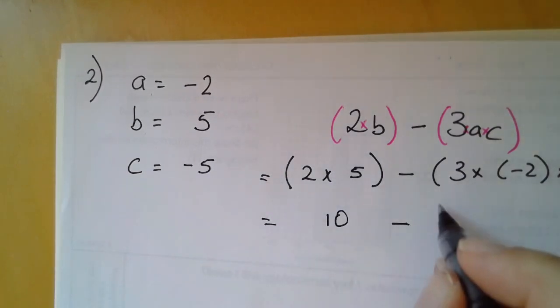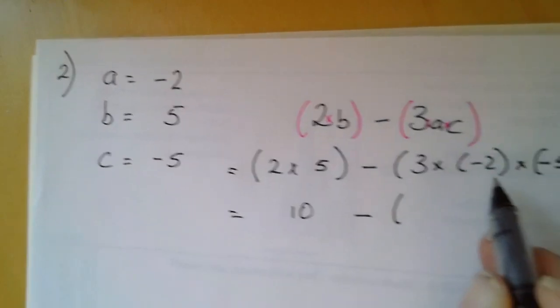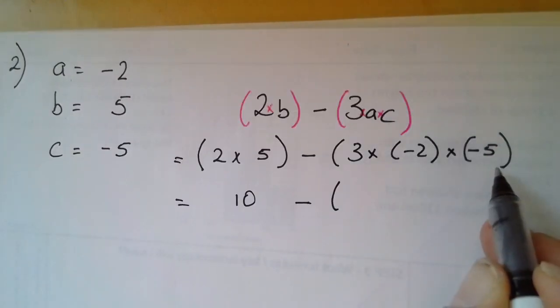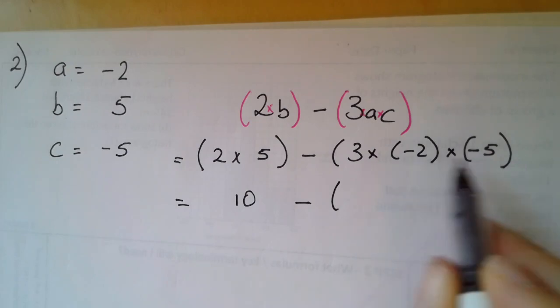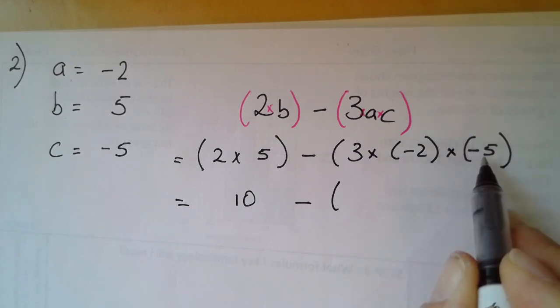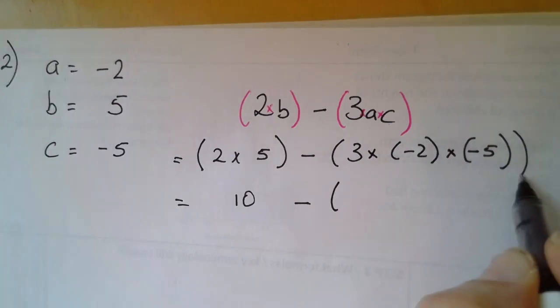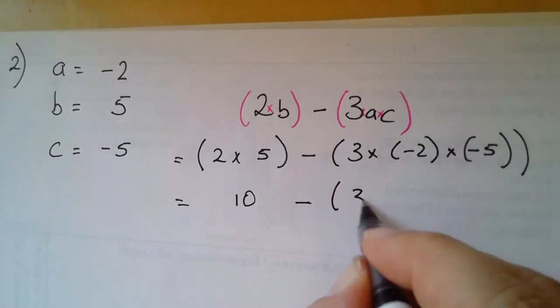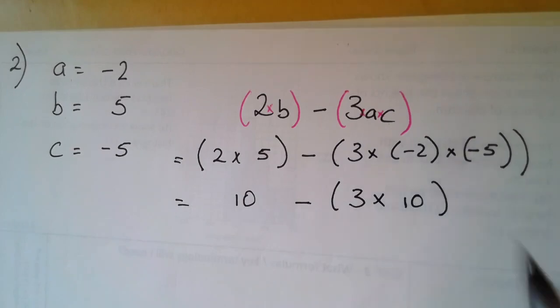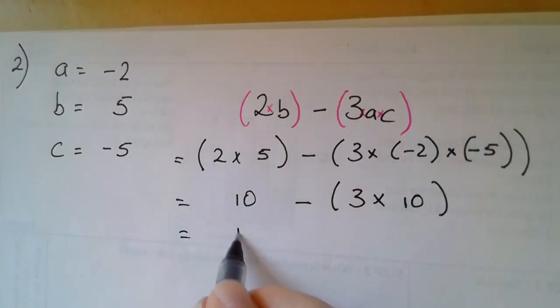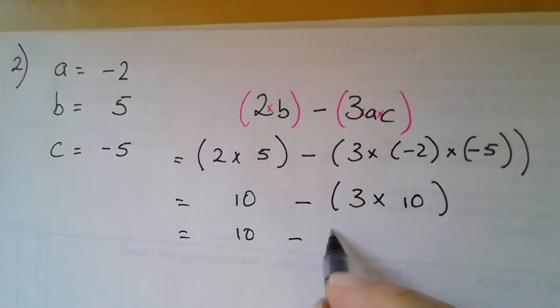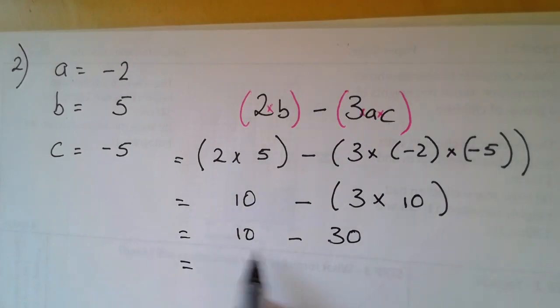Right, so this time I have a -2 and a -5. Because they're an even number of negatives, -2 multiplied by -5 actually equals positive, or there's another bracket missing, positive 10. So it's 3 multiplied by positive 10. 3 multiplied by positive 10 is 30. 10 subtract 30 is -20.